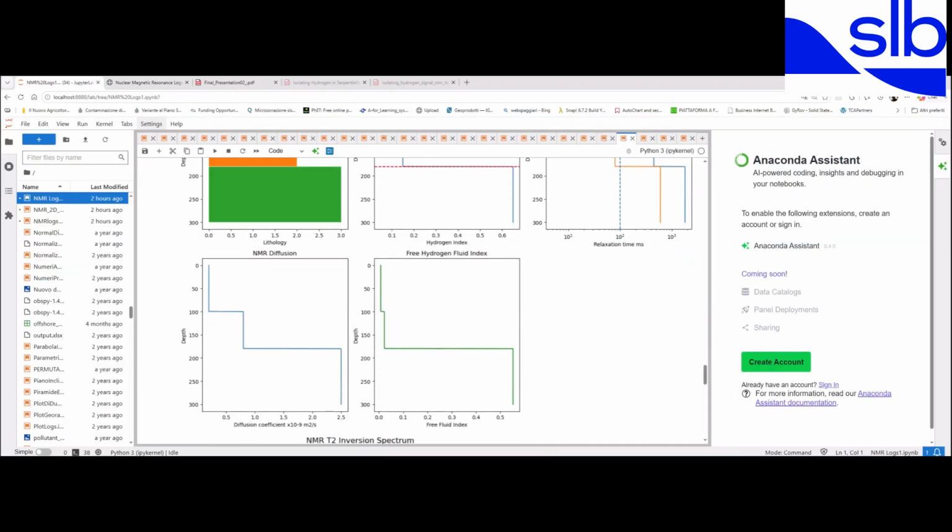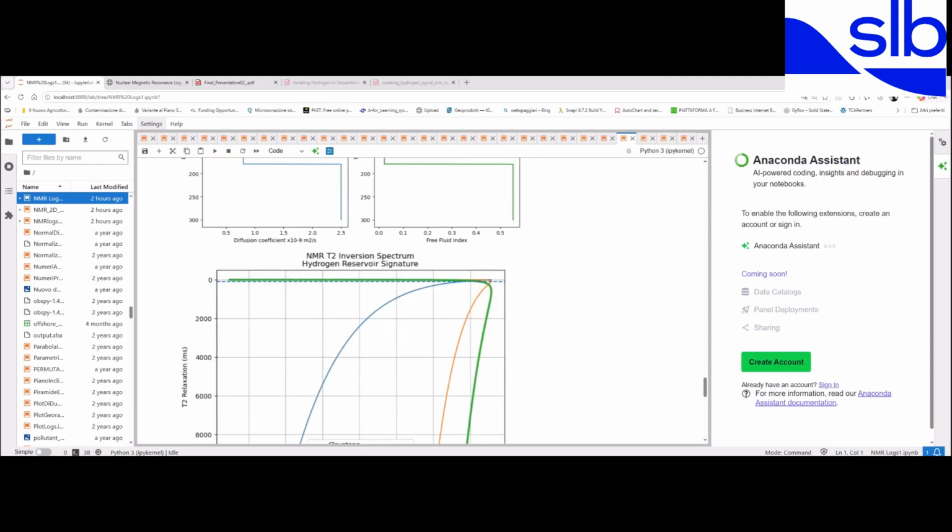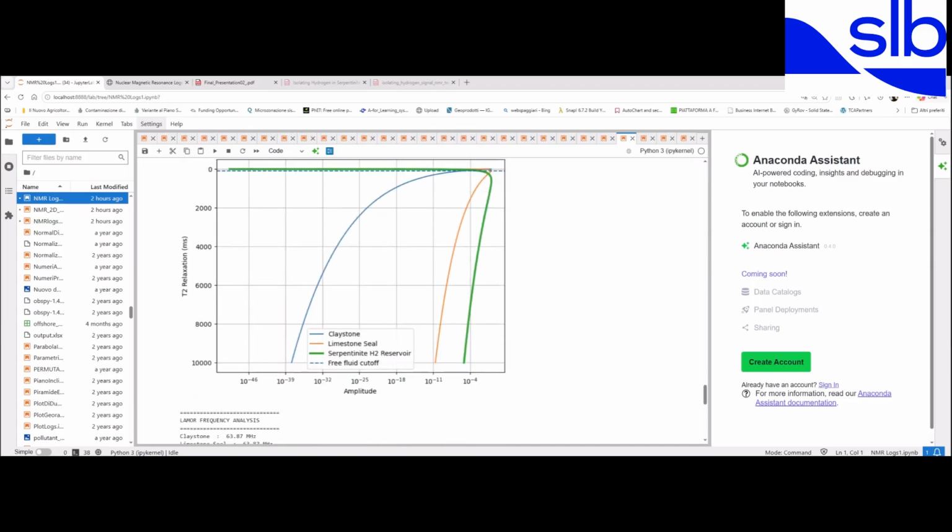You have the NMR diffusion logs with the estimation of diffusion coefficient plotted in depth. So it's clear that the measured diffusion is around this value. The free hydrogen fluid index, which is the free part, is the reservoir that is under 118 meters. And you have the NMR T2 inversion spectrum for the hydrogen reservoir signature.